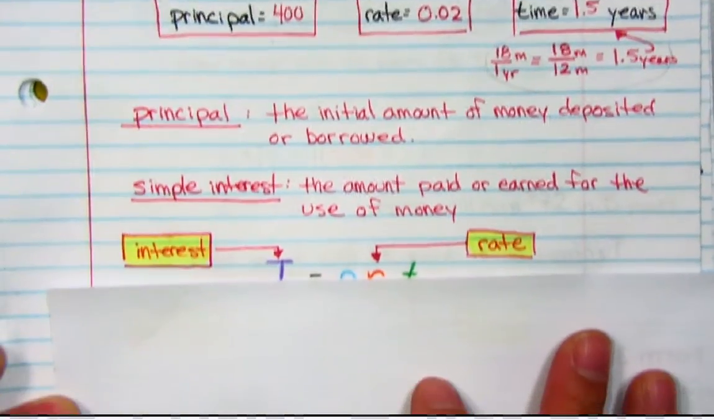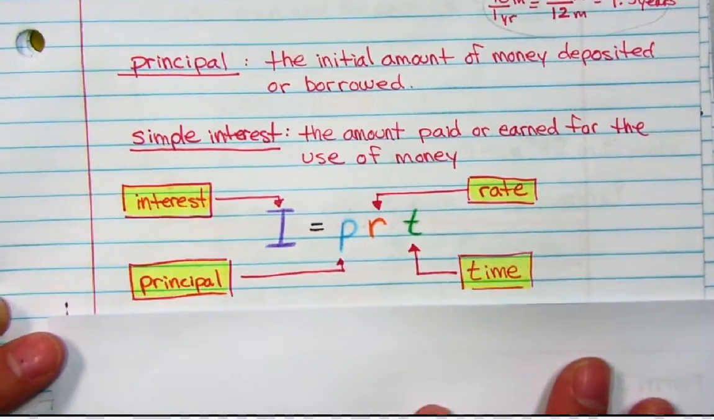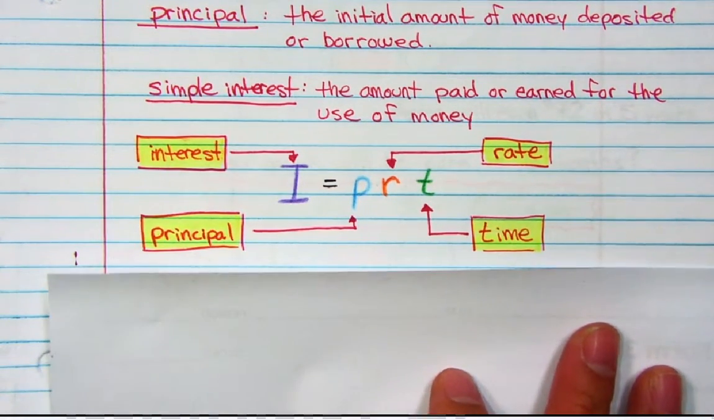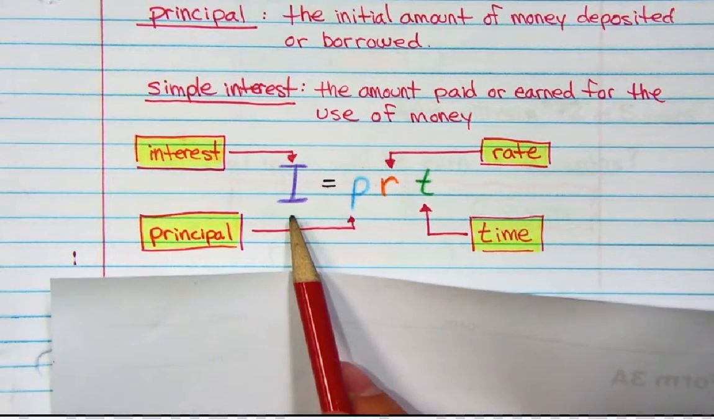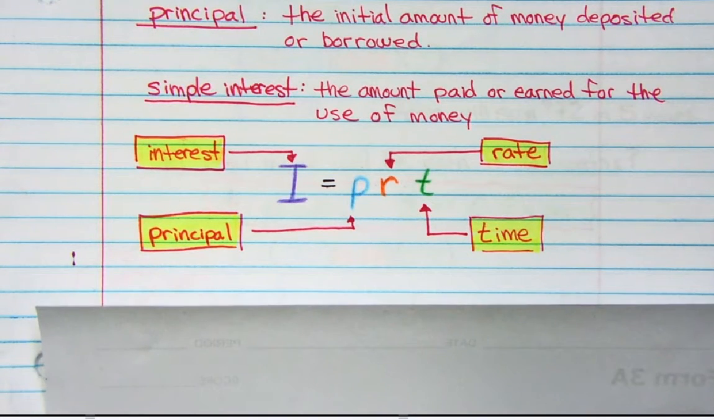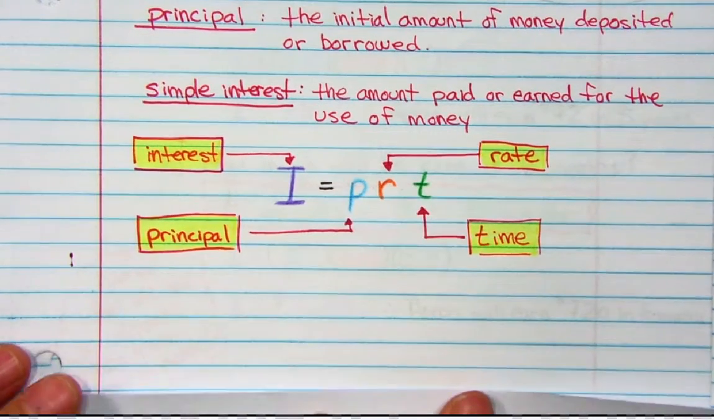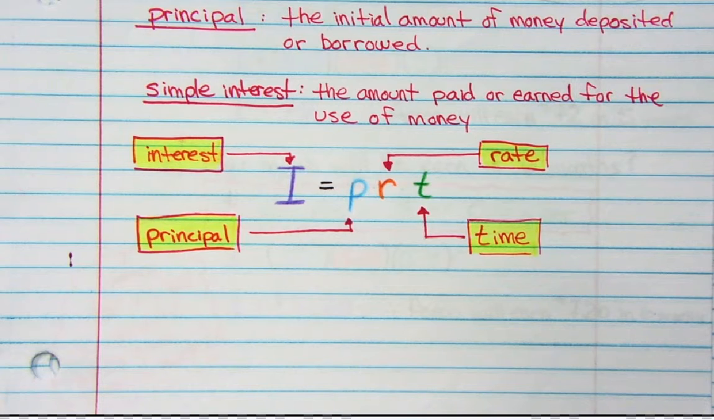All right. So here's an important little formula for you to know. I stands for interest. P stands for principal. R is for rate, and T is for time. Go ahead and take a moment and copy that down into your notes.